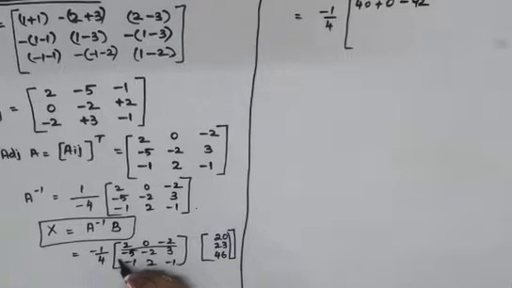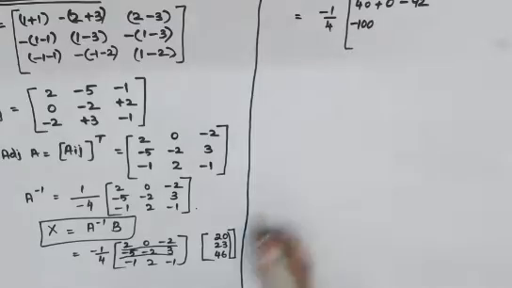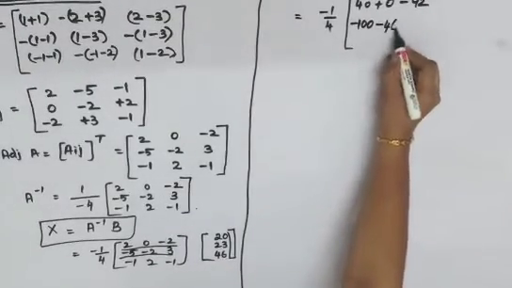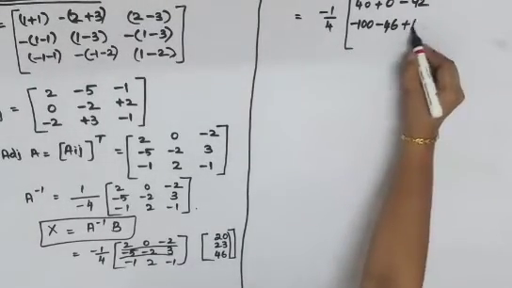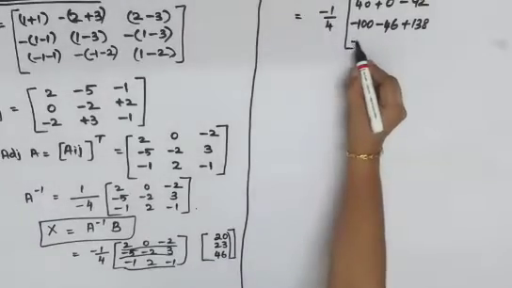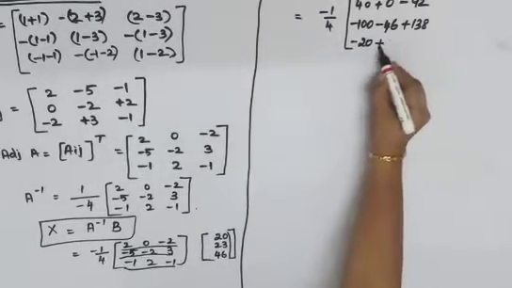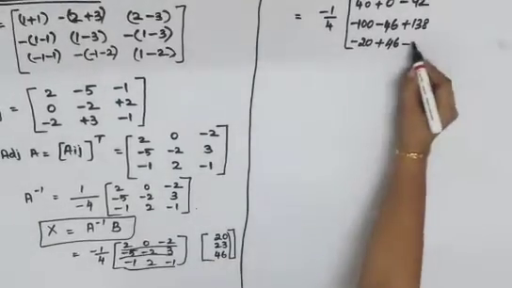Then the second row, same column. Minus 5 into 20 is minus 100. Then minus 2 into 23 is minus 46. Then 3 into 46 is plus 138. The third row with the same column: minus 1 into 20 is minus 20, 2 into 23 is plus 46, and minus 1 into 46 is minus 46.